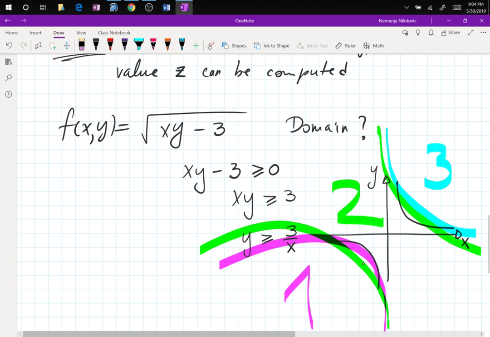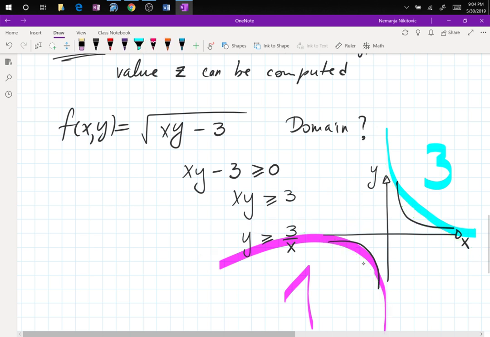So if you look at region number 2, and you pick the point 0, 0, because you always go and calculate 0, 0 first. That's the easiest one to compute. You plug that in your original equation, you get 0 times 0 is 0, minus 3 is negative 3, square root of negative 3, not real. And if either of the x or y is 0, we would have the same. So that eliminates 2 as a shaded region.